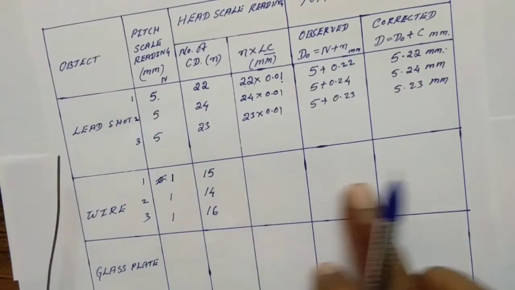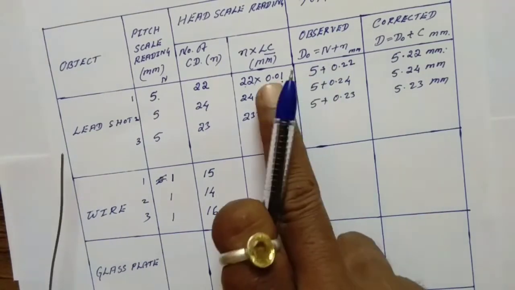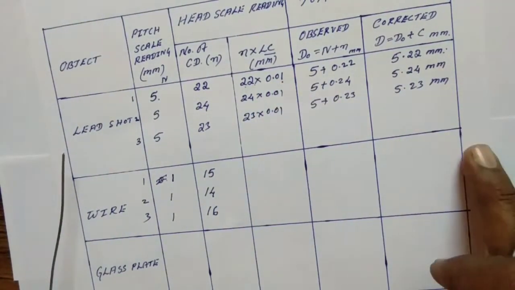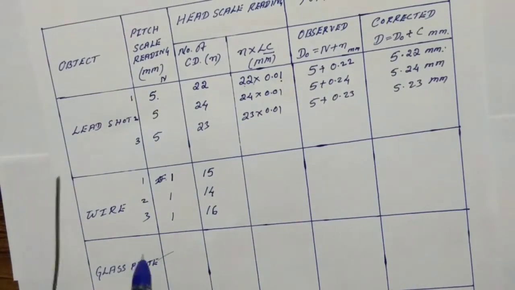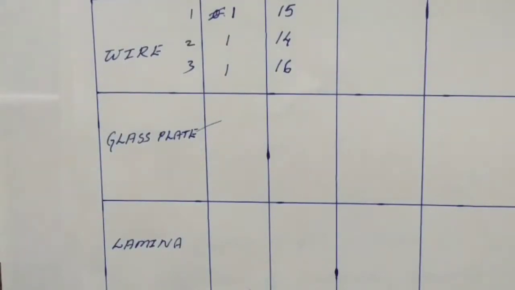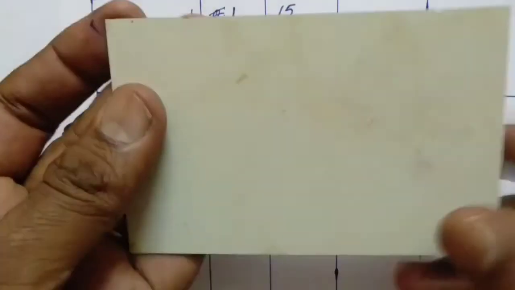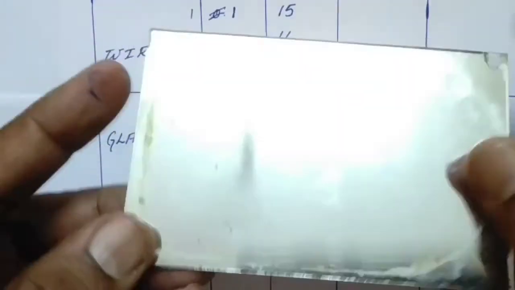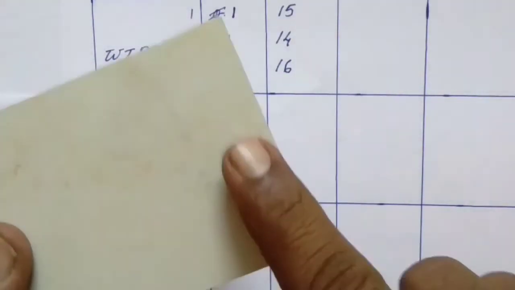Then you just calculate this. You already know the least count 0.01, then you calculate and convert it into centimeter. So this is how we can find out the glass plate. Let us consider here is the glass plate. This is the glass. I have taken the mirror. I want to know about the thickness of this particular mirror.